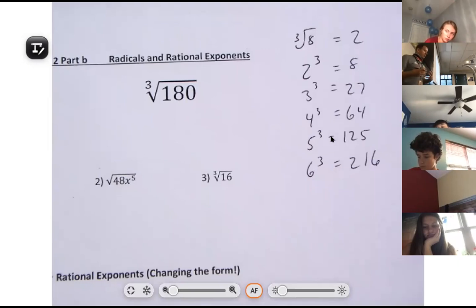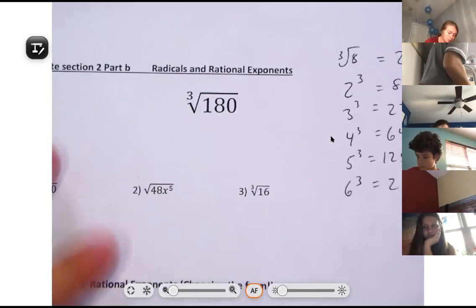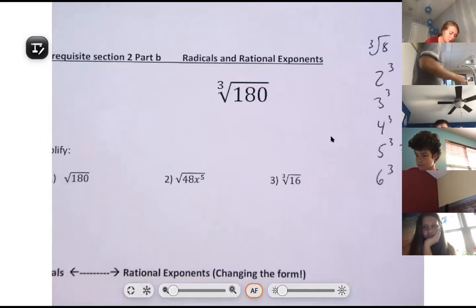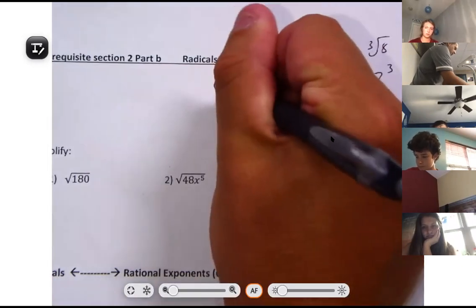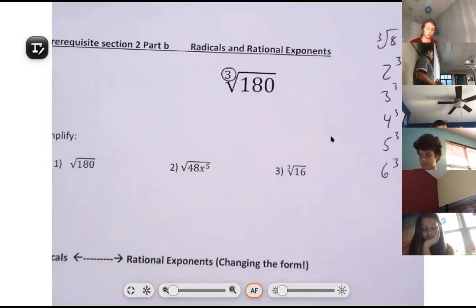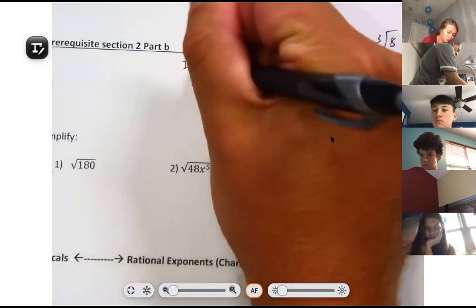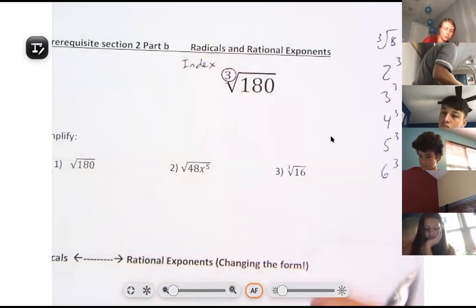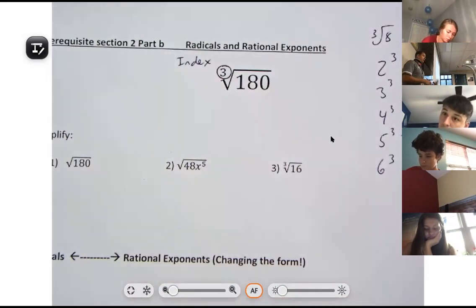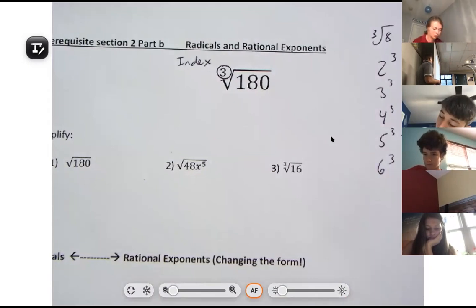But going back to the cube root of 180, now I don't know what the cube root of 180 is. I have no idea, but I don't care about that right now. I just want to talk about some vocab. Okay. This number that you see right here is called the index. It's called the index or the root. It's not just limited to 3. I mean, you could take the 4th root of something, 5th root, 6th root, like you can go up forever. But that's called the index.